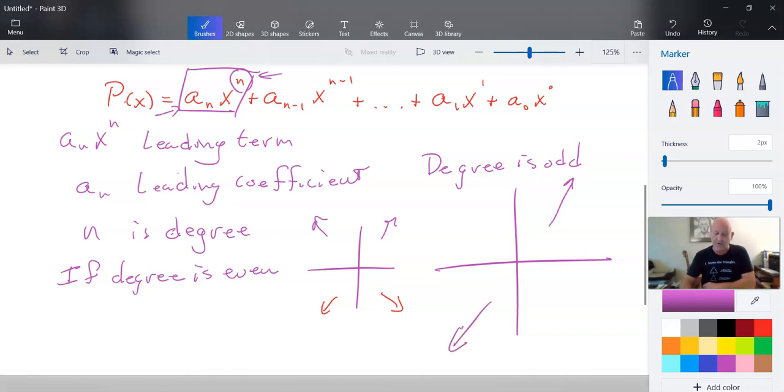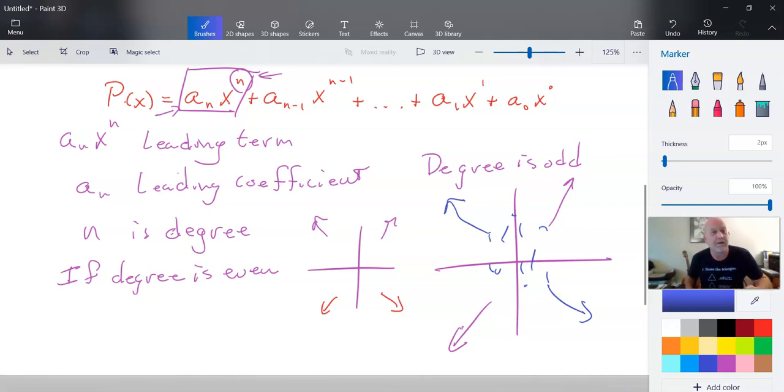Right, so we'd have things going opposite direction if the degree is odd. Also, you could have it going this way, right? One side could go up this way and the other side could go down, right? And again, anything could happen in between. I just want to point that out. We're only looking at what happens with the ends.